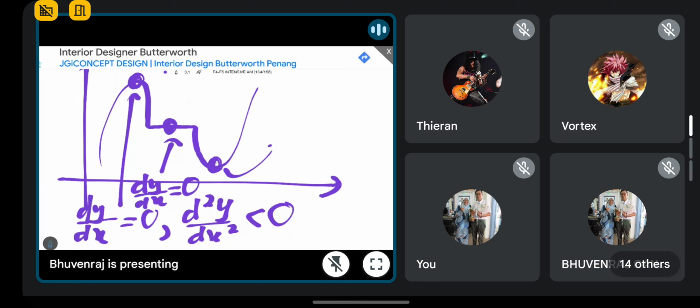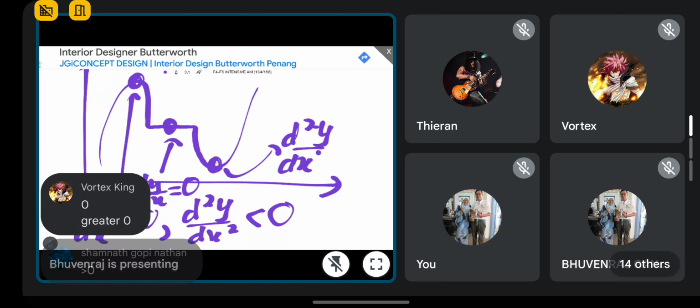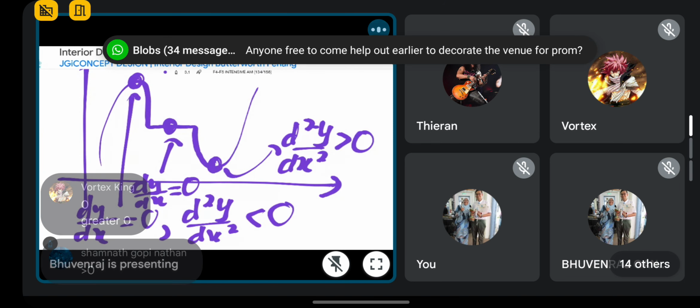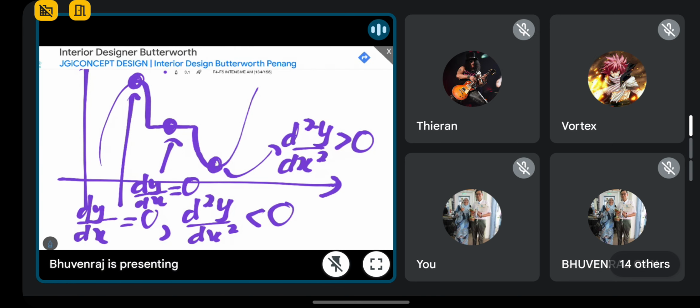Okay, so can I ask you this one? d2y over dx2 less than or greater? Yang mana satu? Yes, greater, because it's a smiling shape. Okay, so one diagram summarizes everything for you already. Satu rajah saja. So everything you need to know is here for this part.